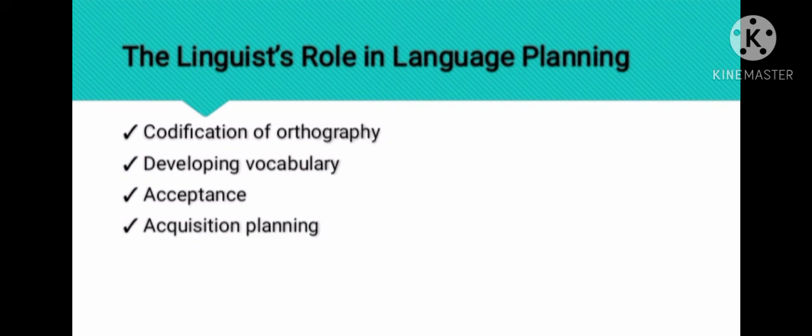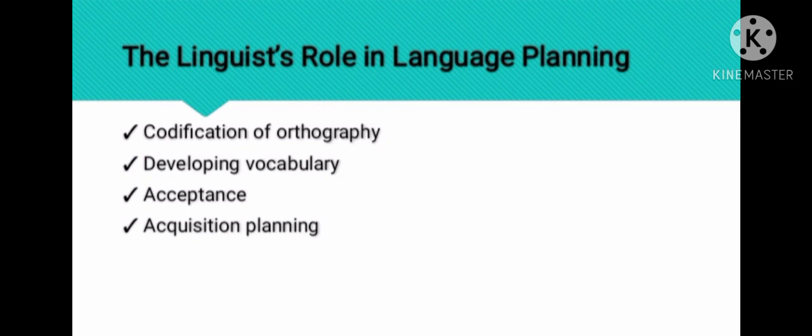And the second is developing vocabulary. For example, the Academy of the Hebrew Language in Israel has tried to select indigenous words where possible, but widespread usage has led them to accept lipstick and pajamas, for instance. And the third is acceptance. It's about adopting a language into their country. For example, the development of the English language in Malaysia.